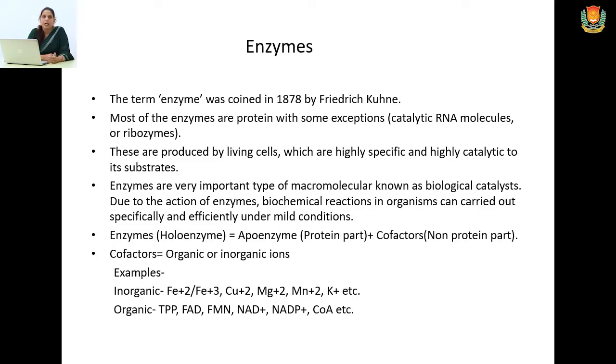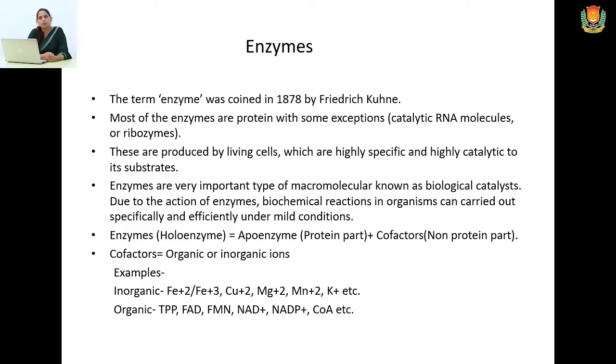Enzymes are basically made up of two types of parts, a proteinaceous part and a non-proteinaceous part. The catalytically active enzyme is termed a holoenzyme, its proteinaceous part is termed the apoenzyme, and the non-proteinaceous part is known as the cofactor. This cofactor is essential for the enzymatic activity of a particular enzyme.